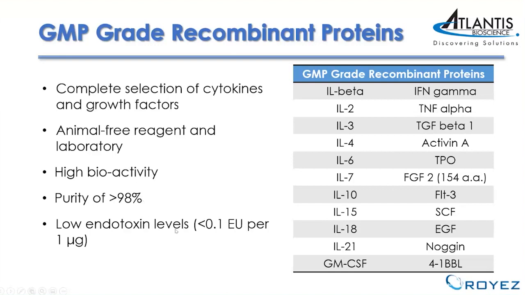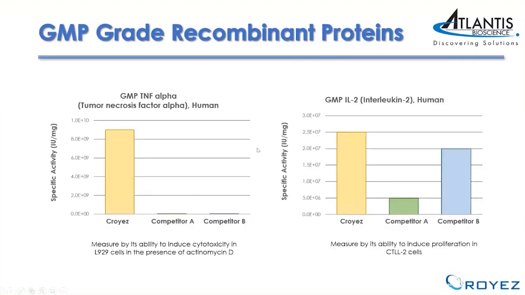So let's move on to GMP grade recombinant proteins. When growing organoids from stem cells, the right combination of growth factors is really important to support the growth, differentiation and maturation of the 3D cell models. CryoYes, a Taiwanese company, has developed a complete selection of cytokines and growth factors with really high biological activity, high purity, and low endotoxin levels. These recombinant proteins are animal free. As shown here, this is a full list of GMP grade recombinant proteins.